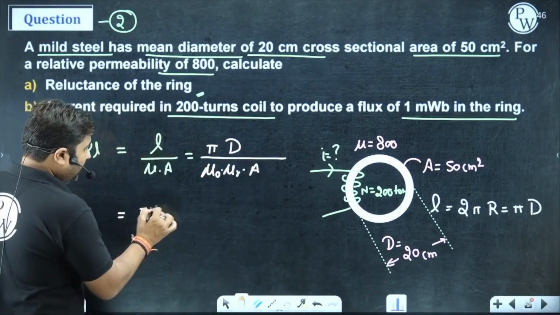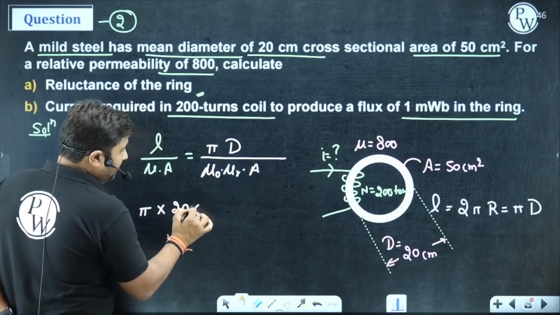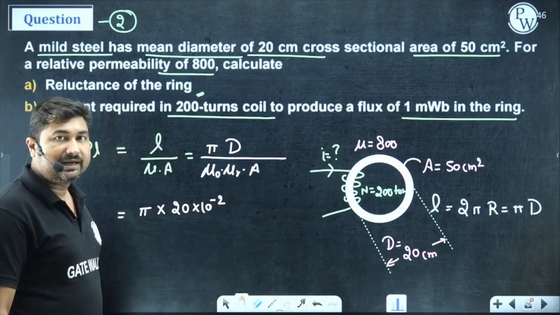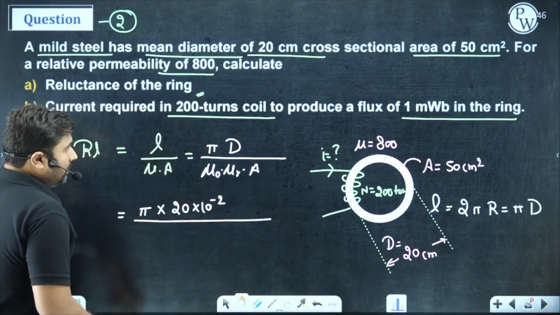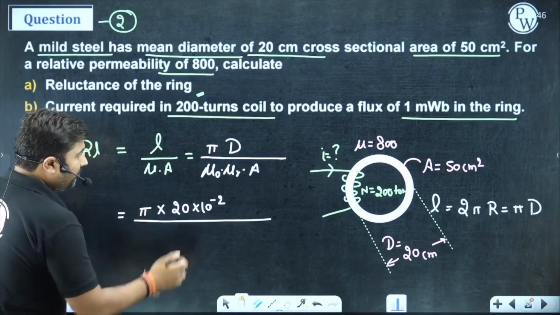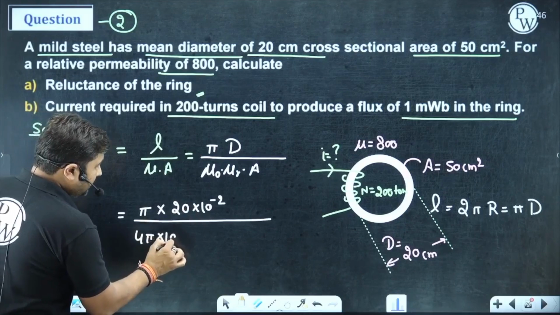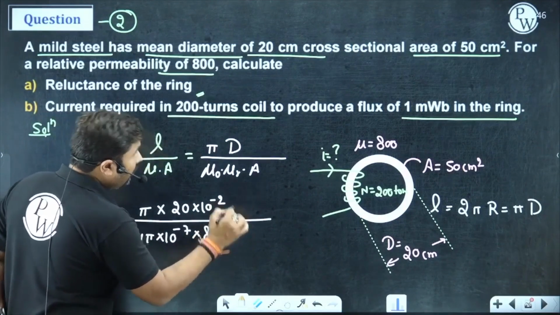So we have pi into diameter, which is 20 centimeter. You have to convert it into meters because your mu naught is in Henry per meter. So you can write it here as 20 into 10 to the power of minus 2, upon mu naught, which is 4 pi into 10 to the power of minus 7 Henry per meter, into 800, into area of cross section.